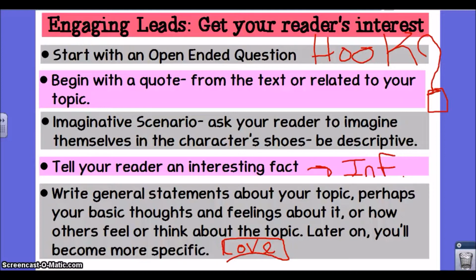These are just some examples of leads. You can find a lot more examples in the Google Drive Student Resource folder, or even just by doing a Google search for hooks or engaging leads, specifically writing hooks or writing leads.